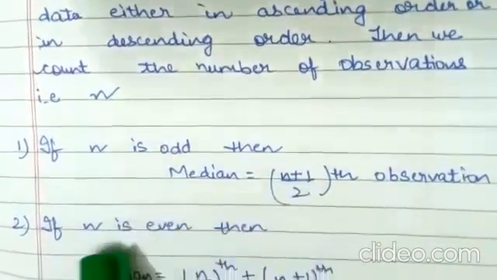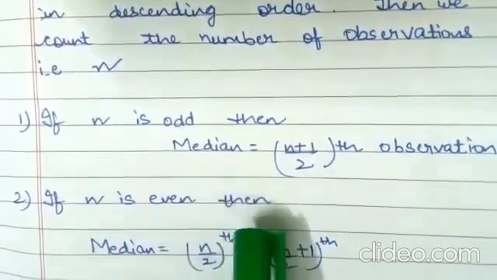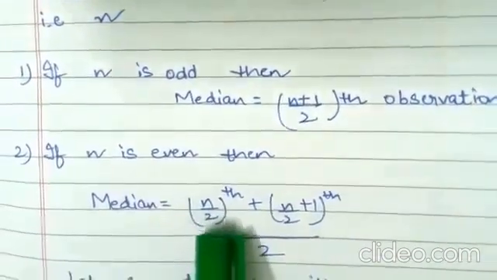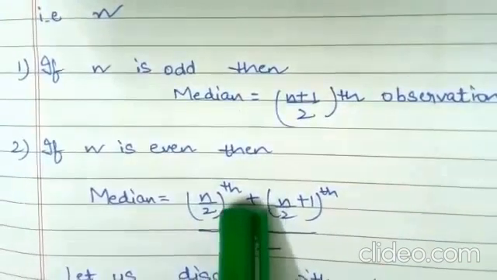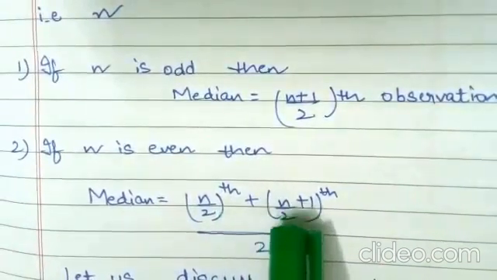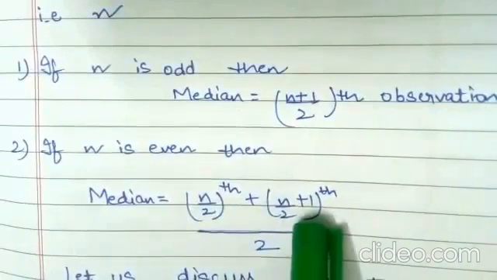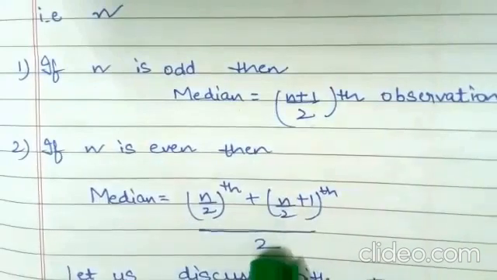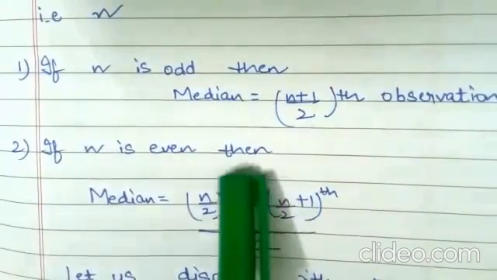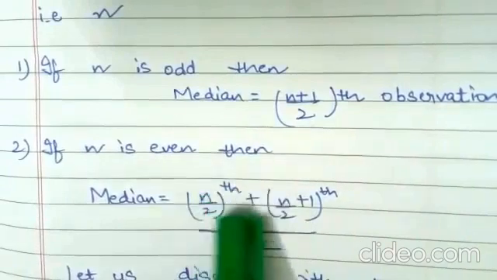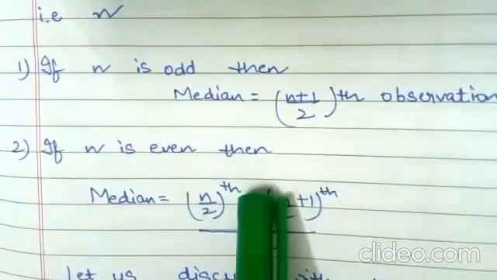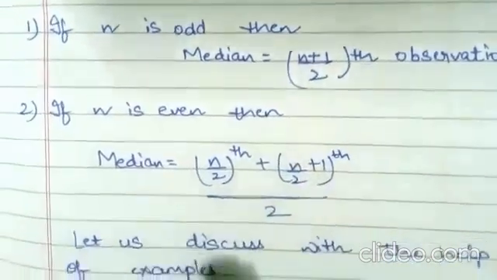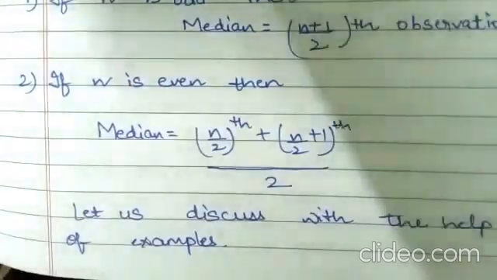Next, if n is even, then the median will be the (n upon 2)th plus (n upon 2 plus 1)th, whole upon 2. This th represents the observation. How? For this, let us discuss an example.